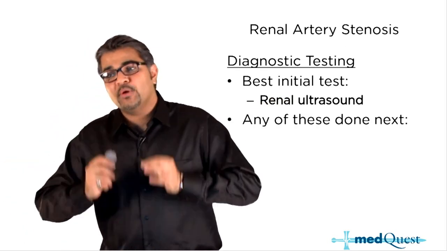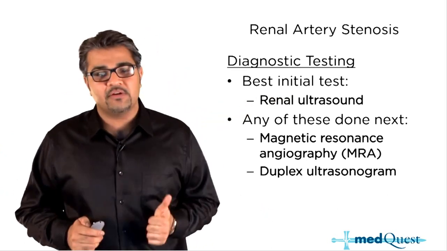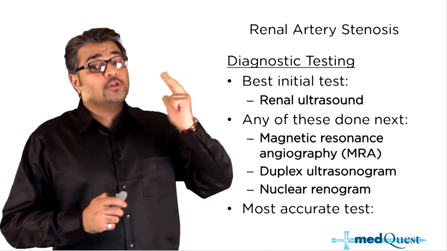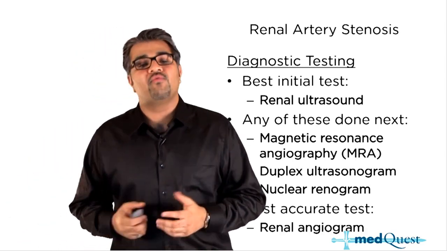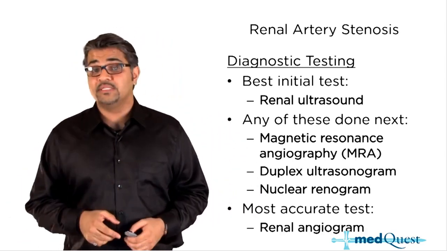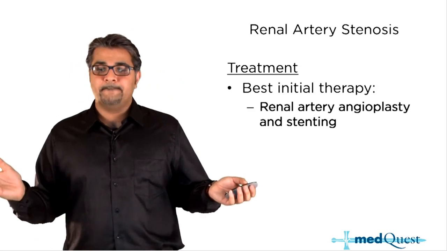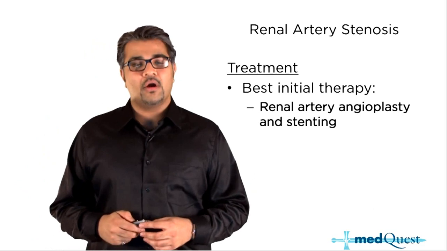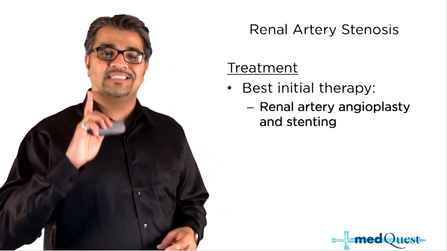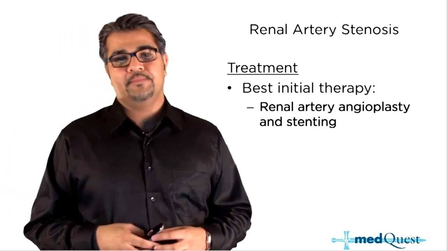And then the most accurate test could be an MR angiography, a duplex ultrasound, a nuclear renogram. Any one of those can be done next. And then the most accurate test, renal angiogram. That's right. You get in there and you take a look. Treatment, bam, renal artery angioplasty and stenting. Renal artery angioplasty and stenting. Stent open that renal artery.